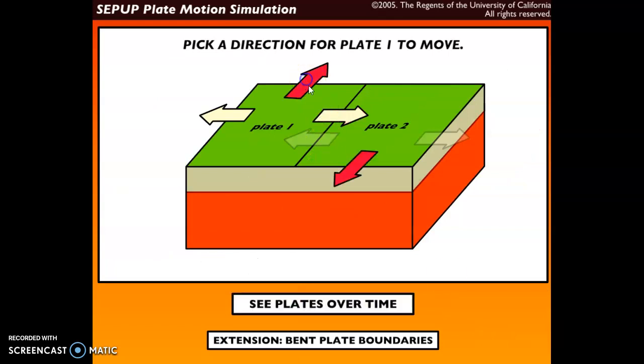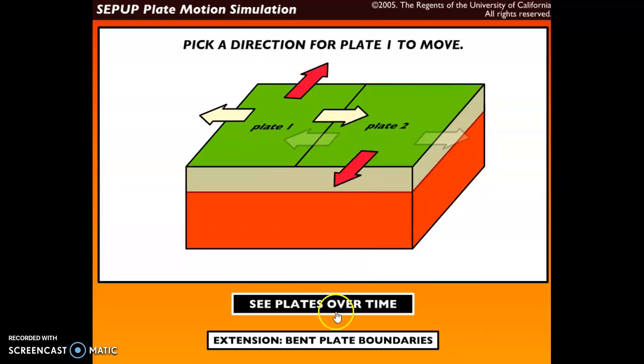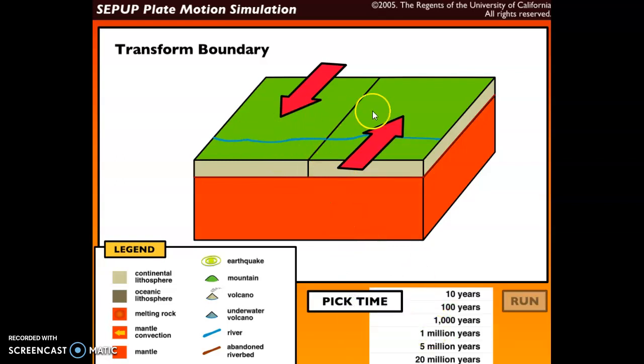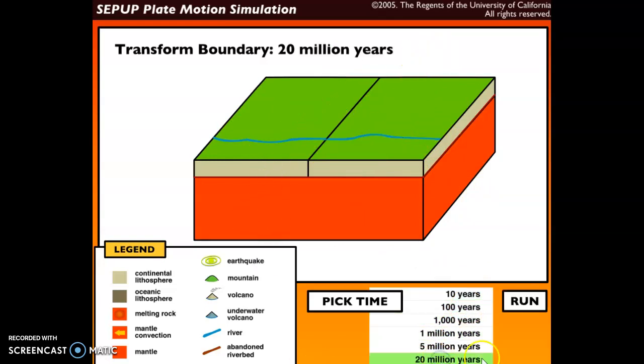Okay, last one, a transform boundary where they slide past each other. So we have two continental plates, continental crust, in a transform boundary situation. And we also have a river flowing across both of them. You can see the arrows, one's going to move up, one's going to move down. I'm going to give you about 10 seconds to think of your own prediction. What are you going to see happen in a transform boundary in 20 million years? Make a prediction.